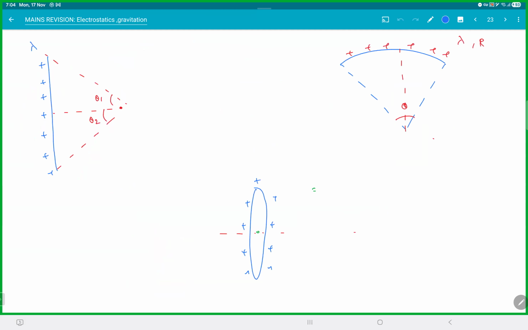Now, using this, can you give me the formulas for these? Finite line charge: what is the electric field formula? Arc: formula for the electric field. These are again some standard results which we have derived. Ring: find the electric field on the axial line. Get me the results.